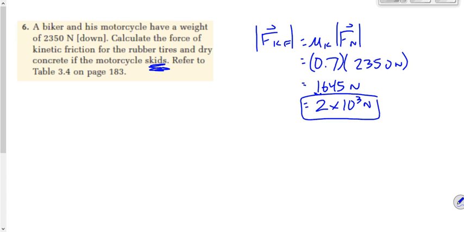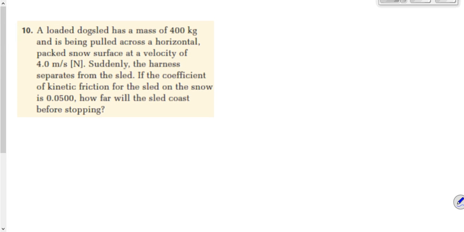And finally, we have our last question that you guys asked me for, number 10. It says a loaded dog sled with a mass of 400 kilograms is being pulled across a horizontal packed snowy surface at a velocity of 4 meters per second. Suddenly the harness separates. The coefficient of kinetic friction is 0.0500. Here's a 3-digit coefficient. That's better. How far will the sled coast before stopping? Good question.